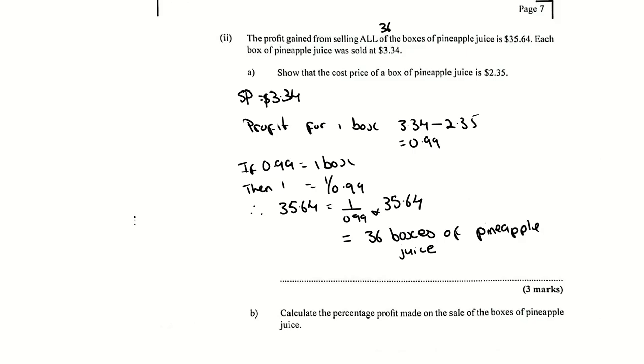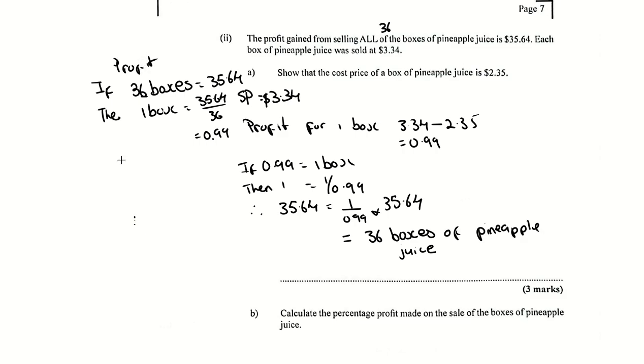Alright, we would say if 36 boxes is equal to $35.64 as a profit, then for one box would be 35.64 over 36, which should give you 99 cents. Right, so that's the profit. This is the profit you're looking at.